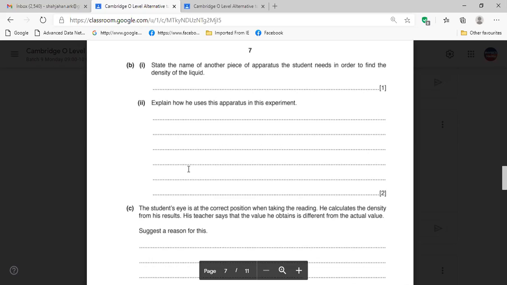Then you read this part, B2. Explain how he uses this apparatus in this experiment. So they are asking about the balance, right? How the balance is used to get the mass. So first we will find the mass of the empty beaker, then the total mass, then we will subtract them to get the liquid mass.